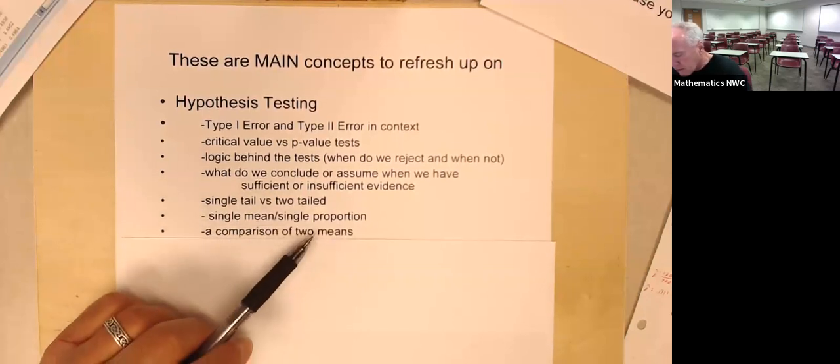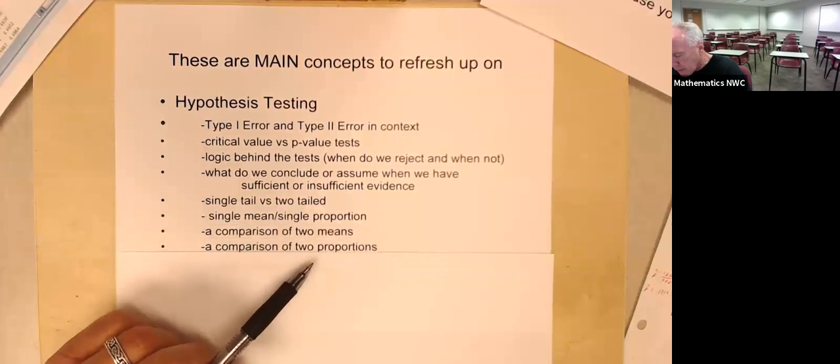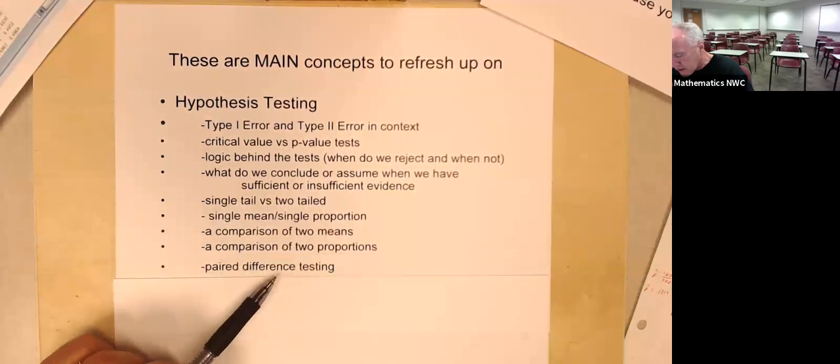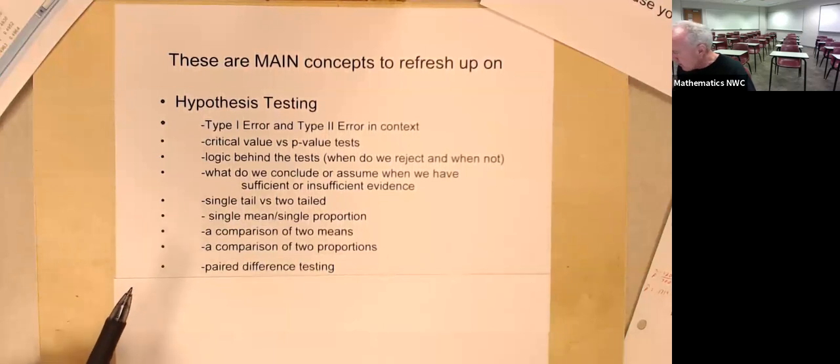A comparison of two means, that would be two populations, a comparison of two proportions, and a paired difference testing. That's where I make that new column of differences and I find the mean and standard deviation of that new column.